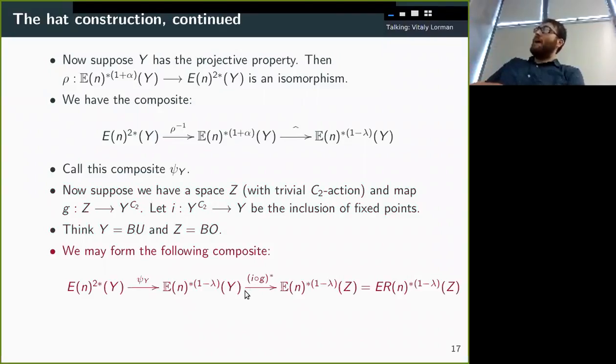And we can make this composite. So we take the psi Y that we defined up here. So we take classes in the even EN cohomology of Y, produce classes in the equivariant integral cohomology of Y. And then all we do is take fixed points on both components. So we get a class in the ERN cohomology of the C2 fixed points of Y, and then we map that over to Z. So we get classes in the ERN cohomology of Z in these weird scaled degrees. And let's call this composite chi sub Z. So this is a way of taking classes in the even EN cohomology of Y, which we know, and producing classes in the ERN cohomology of Z.